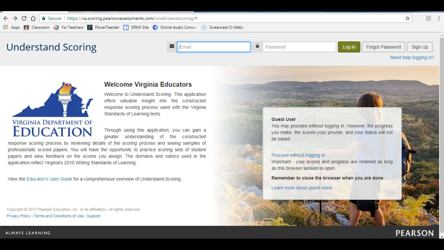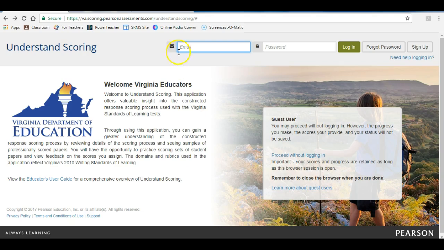Today we're going to do something called Understand Scoring. This is a website that the Virginia Department of Education uses to help train teachers how to score essays. And I kind of feel like you need to know how to score essays since you're the ones writing them.